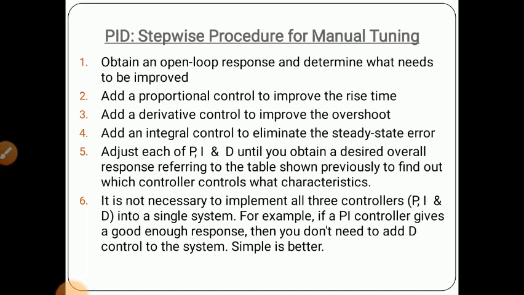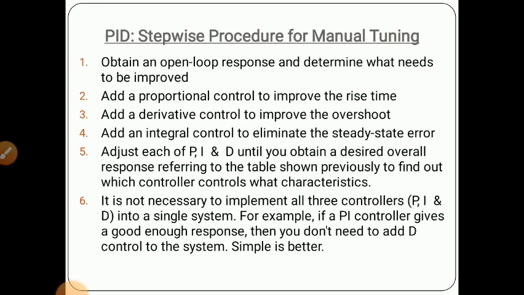The values of Kp, Ki and Kd are manually adjusted in a particular PID controller. That is called manual tuning of the PID controller. There are some steps shown. The first step is to obtain an open loop response and determine what needs to be improved. We assume an open loop system and determine what needs to be improved. In the second step, add a proportional control to improve the rise time. Then add derivative control to improve the overshoot. Add an integral control to eliminate the steady state error.